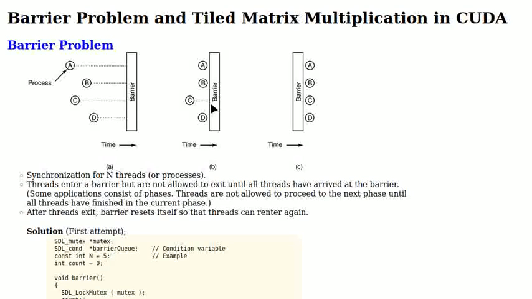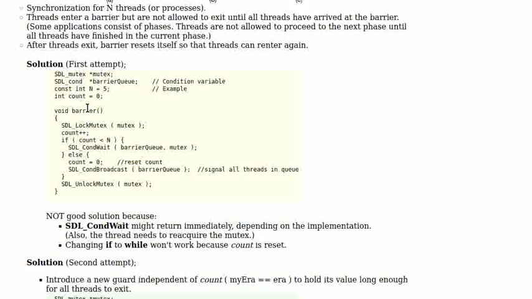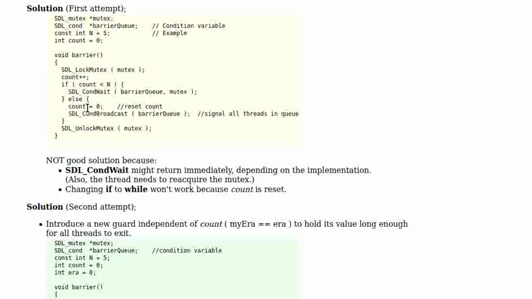This synchronization is especially crucial in applications divided into phases, where no thread is allowed to advance to the next phase until all threads have completed the current one. Once threads exit the barrier, it resets itself, allowing threads to be used again for subsequent synchronization. For your reference, we present a solution to the barrier problem, but we won't delve into its detailed discussion here.